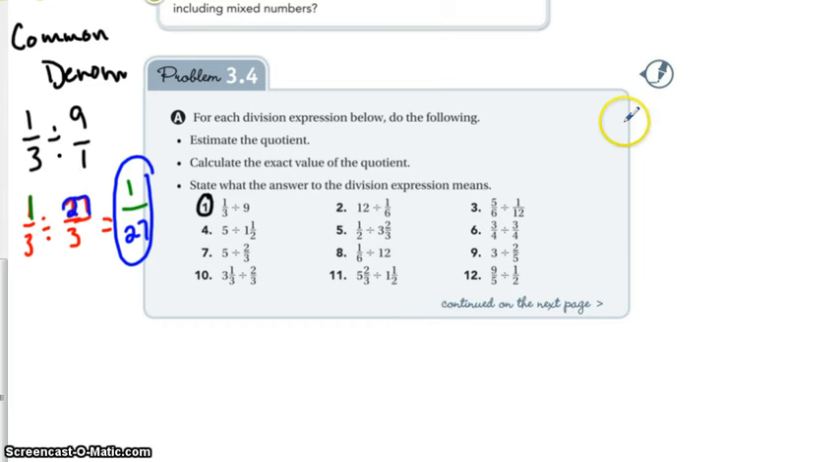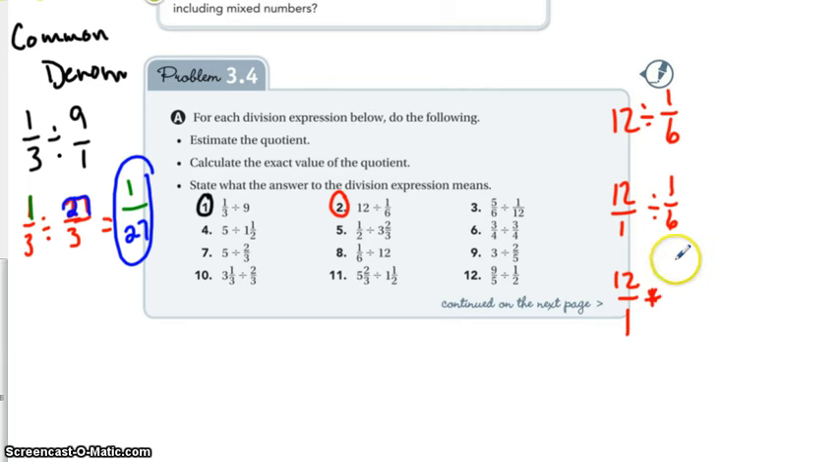For question A2, I'm going to use multiplying by the reciprocal. So we have 12 divided by 1/6. First step is to rewrite any mixed number as an improper fraction. We don't have any. So second step, turn the 12 into an improper fraction over 1 divided by 1/6. The next thing we're going to do is rewrite that first fraction, keeping it the same. Then we change our division sign to a multiplication sign. And then we change the second fraction into its reciprocal, which would be 6 over 1.